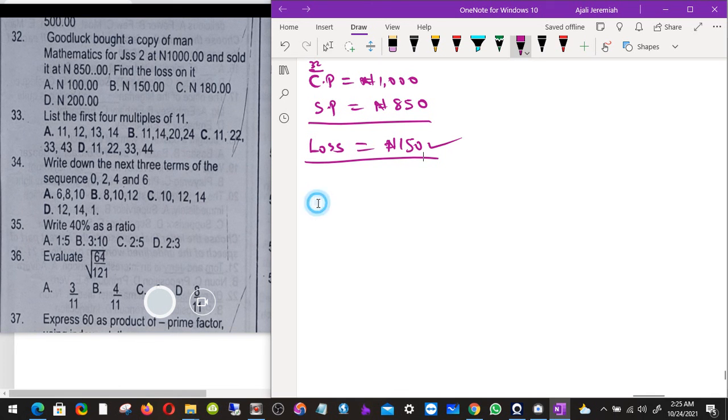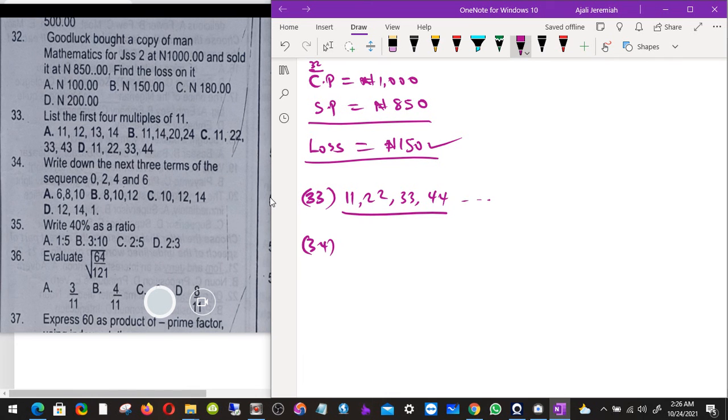Okay, number 33. List the first 4 multiples of 11. So multiples of 11 are 11, 22, 33, 44, in that order, but these are the first 4.